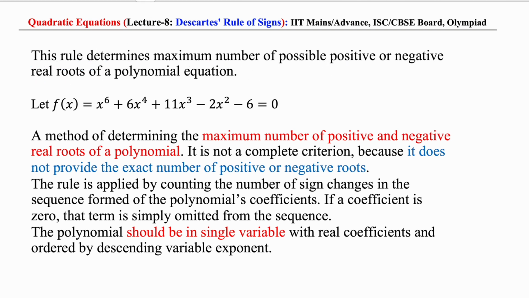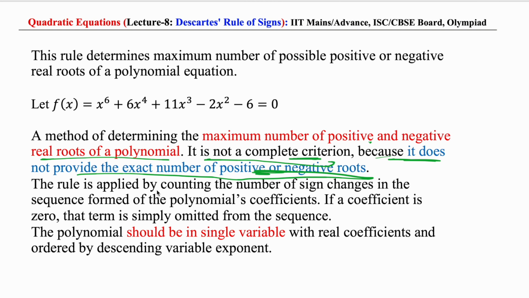So what is the method? A method of determining the maximum number of positive and negative real roots of a polynomial. It is not a complete criterion. It means it cannot obtain the actual number of real roots, but it can predict the number of positive and negative real roots, because it does not provide the exact number of positive and negative real roots.